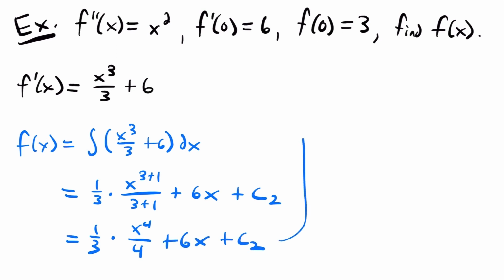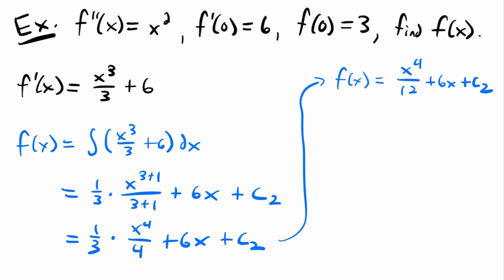And so then this will simplify to f of x is equal to x to the fourth power divided by 12 plus 6x plus c sub 2. Right, we just multiplied 3 times 4 in the denominator here, so we have 12, and then we just rewrote the rest of our terms. And so now we have our general solution. But to find the particular solution, we're going to use this initial condition to help us find the value of c sub 2. And so we see that if we plug 0 into our function, it will be equal to 3.